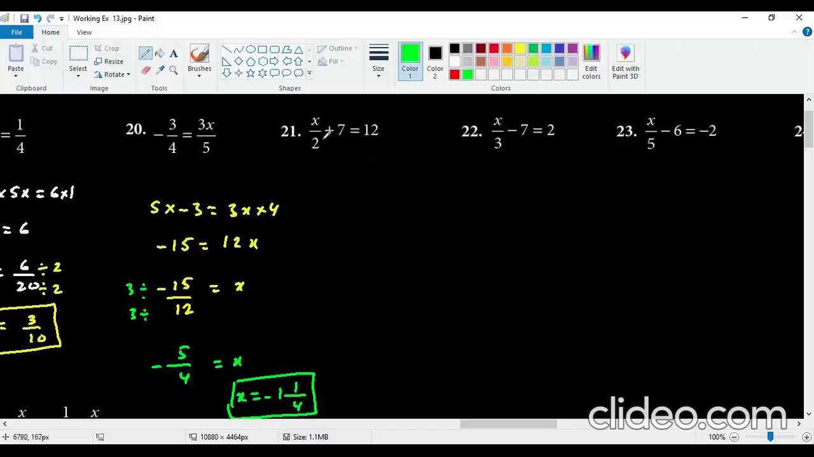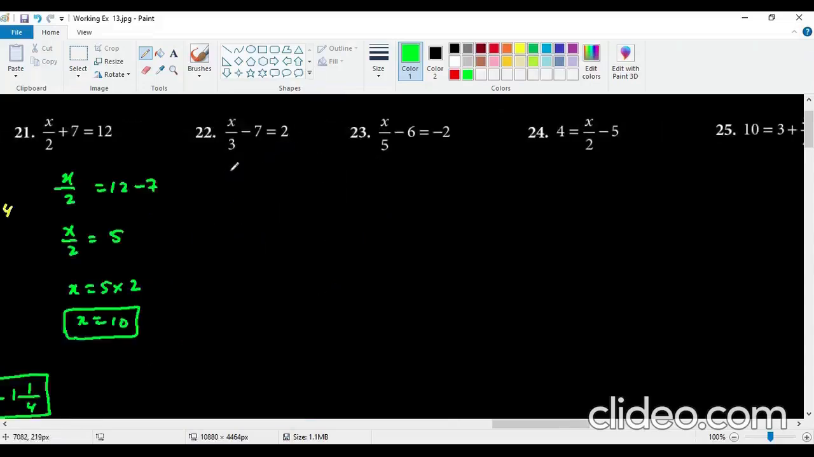When it comes to 21, it has multiple steps. In the first step, keep x over 2 as it is, and 12 minus 7, and x over 2 equals, so it is going to be giving us a 5. 12 minus 7 is 5, and then 2 is dividing, so on the other side it will go and multiply by 5. So it's giving us x equals 10.